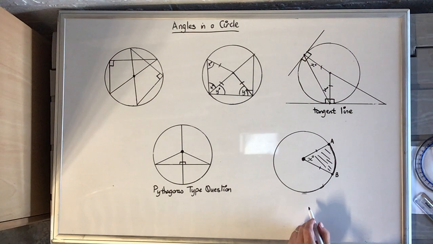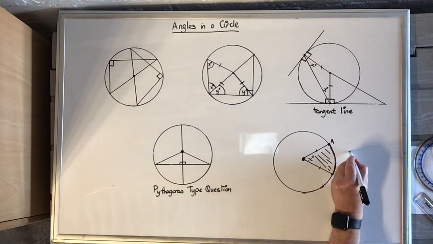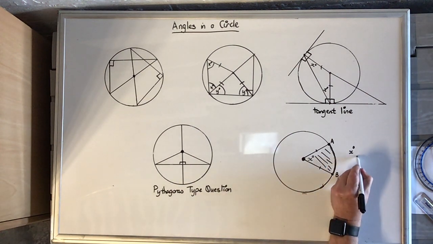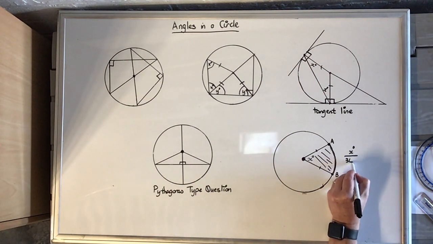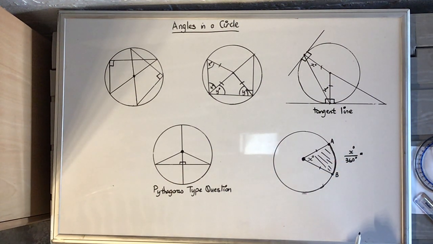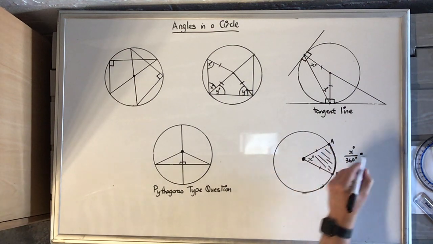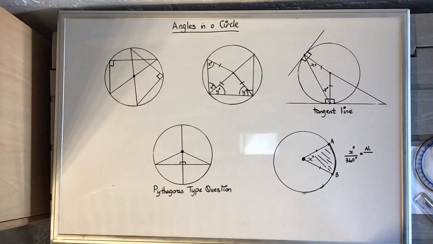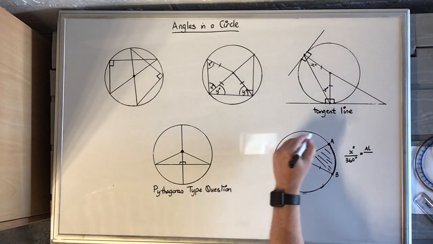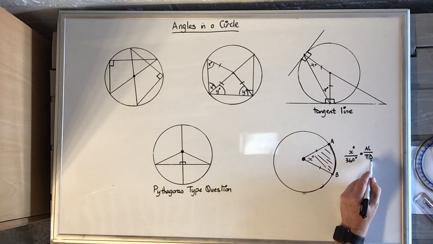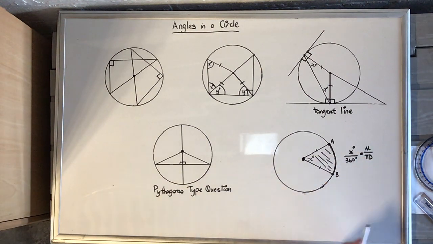Okay, so hopefully you'll agree with me if I say to you the angle at the centre here over the whole circle, which is 360, that has the same ratio as, we call this the arc length, AL, but arc length AL, over the circumference of the whole circle. And the whole circle, you should know that from first year, it's pi d. So that ratio is the same as that ratio.